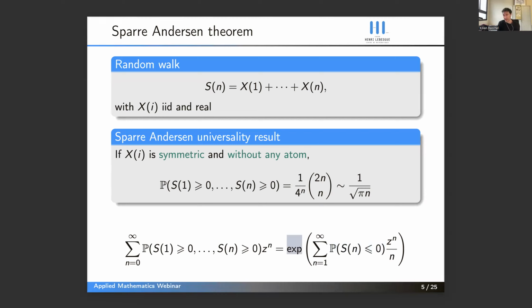Excuse me, Kilian. Yeah, sure. What is the position of your particle at time 0? Yeah, excuse me. In fact, it's 0. Okay, it's 0. Yeah, excuse me, I forgot to tell you. Sorry.